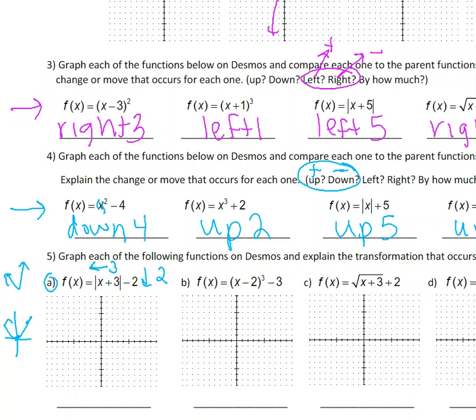So it moves the entire graph, but I think we should move the vertex and then kind of just sketch from there. So I'm going to put my pen at (0, 0). I'm going to move left 3 and down 2. That's where I put my vertex.